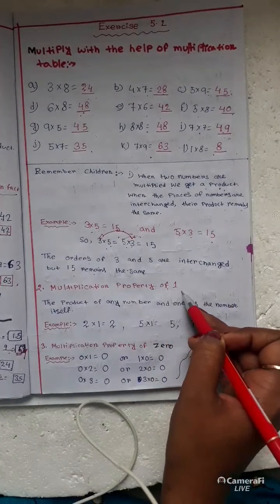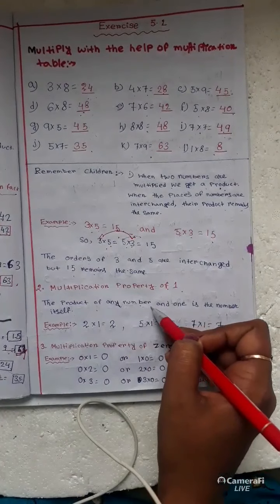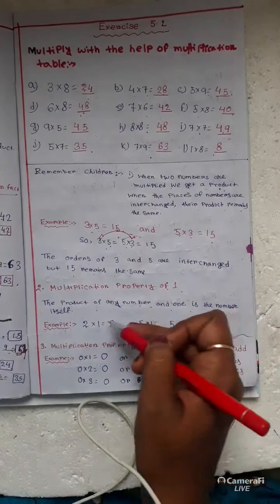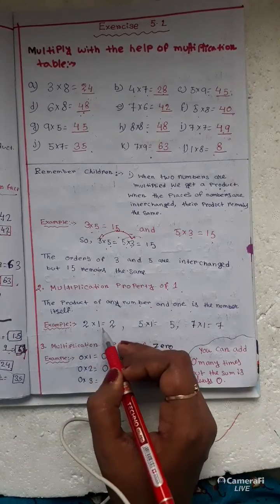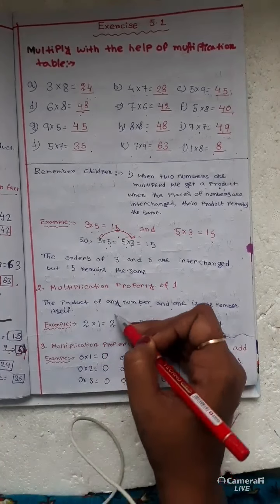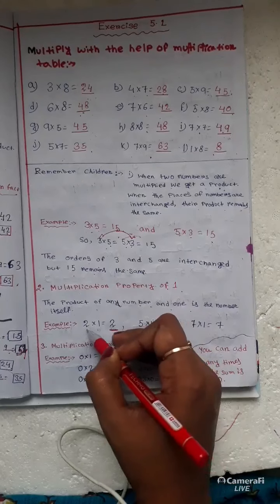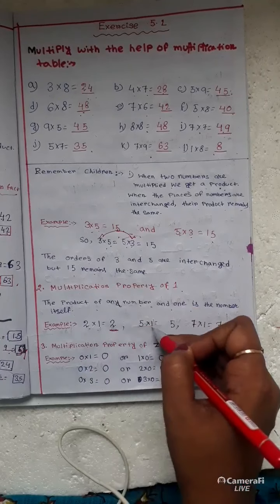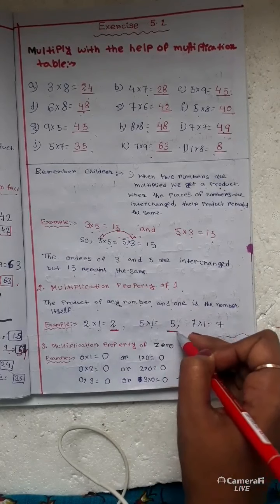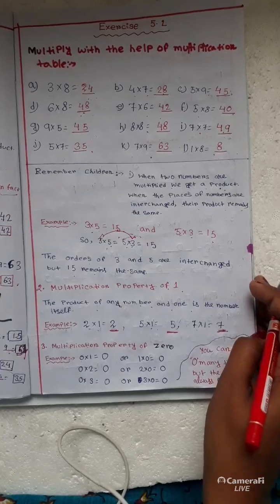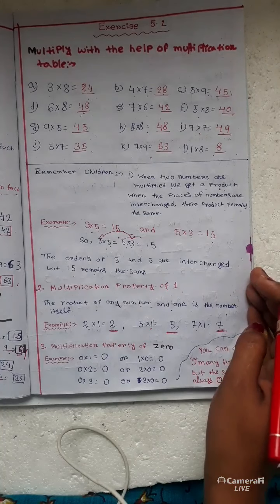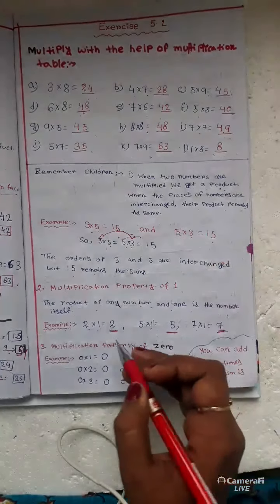Multiplication property of 1: the product of any number and 1 is the number itself. It means if we multiply 1 with any number, the answer will be the number itself. As you can see, 2 into 1 is 2, 5 into 1 is 5, 7 into 1 is 7. Understood? If we multiply any number with 1, the product will be the number itself.